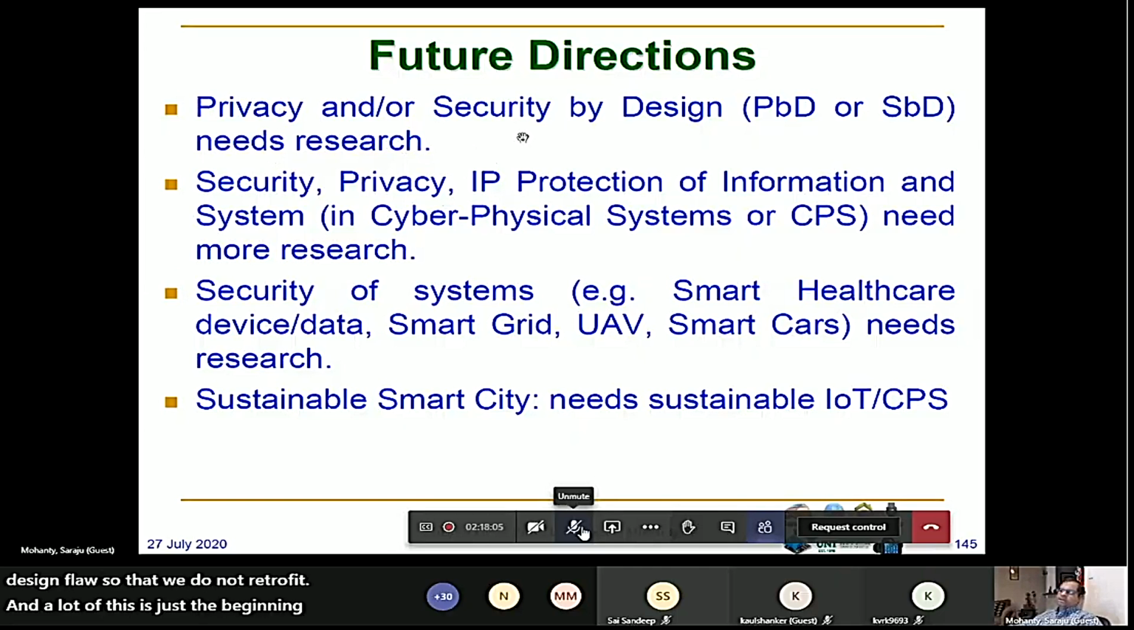Okay, privacy by design came first, then security by design is just getting attention. So a lot more work can be done, and those paradigms are wide open to be used in the healthcare domain, then energy, or transportation, all these domains. And overall, this sustainable IoT and other things that we get can build sustainable smart cities.